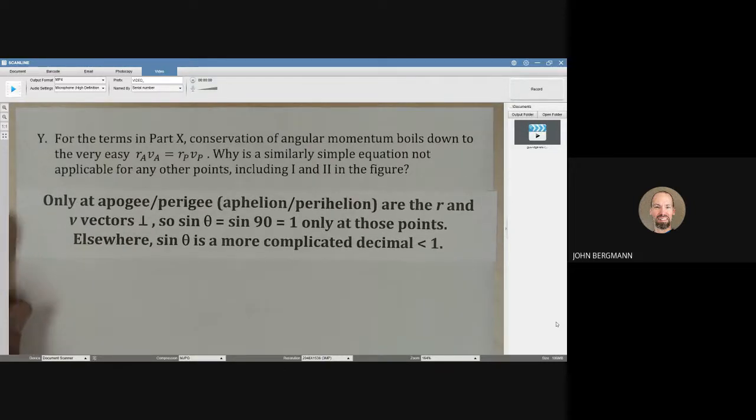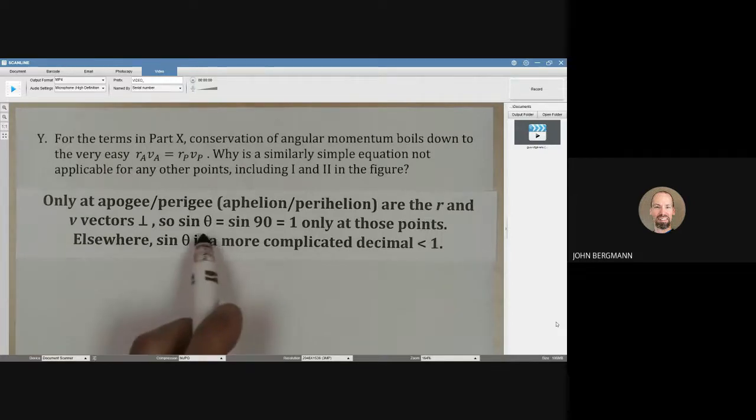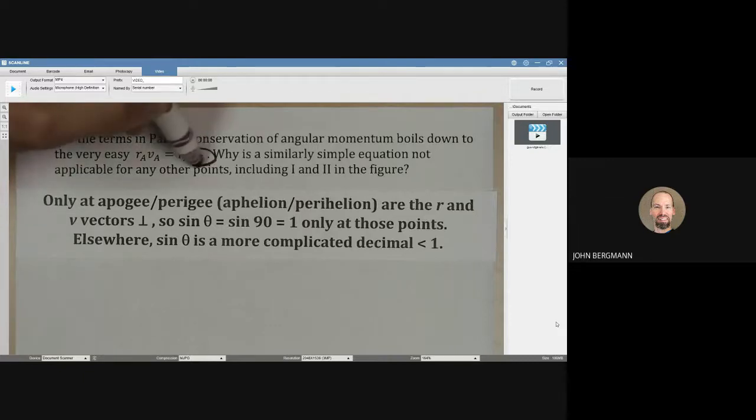For the apogee and perigee points, for example, r and v are perpendicular to each other. And so whenever you are doing the cross product, the magnitude of it requires us to use the sine of theta. Well, the sine of 90 is 1. So at those points, we have a really easy relationship between how far away and how fast. At other points, the sine theta is a more complicated decimal.